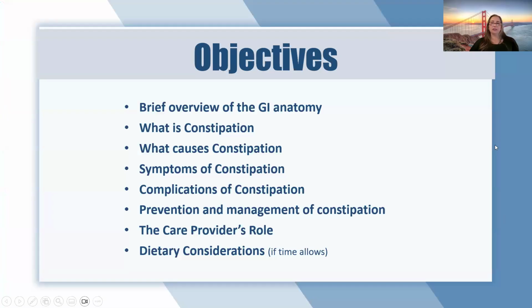All right, so the objectives. This just gives you an idea of what we're going to talk about over the next hour. We're going to do a very brief overview of GI anatomy, talk about what constipation is, what causes it, what the symptoms are, the complications of constipation, which would be like bowel obstruction, and also the prevention and management of constipation and the care provider's role. If we have time, I will go into dietary considerations, but I'm not going to spend a lot of time on that. I didn't prioritize that for today's class.